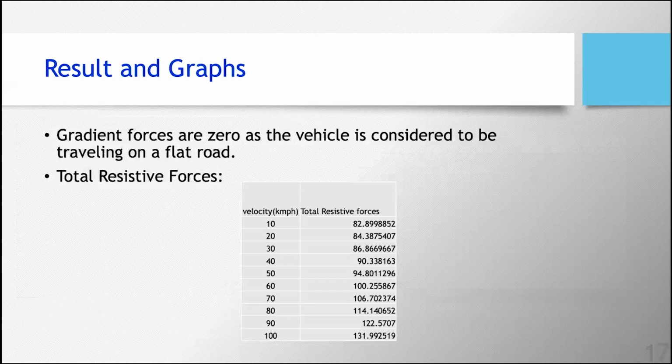Here the gradient forces are not calculated because the test is done on a flat road where there is no slope involved, so we have not considered the gradient forces. And the total resistive forces with respect to the velocity are shown below. Like at a velocity of 100 kmph, we have 131.99 newtons of resistive forces, which include rolling and aerodynamic.